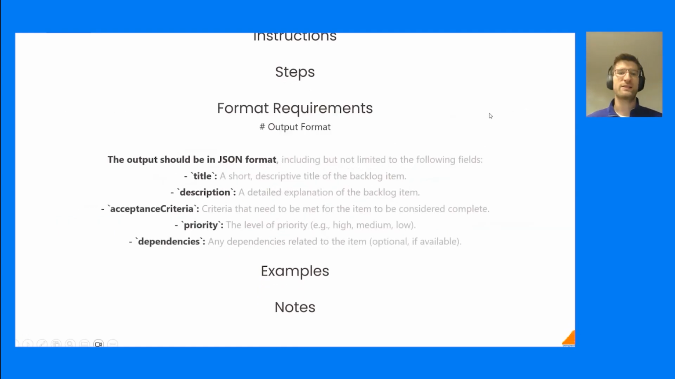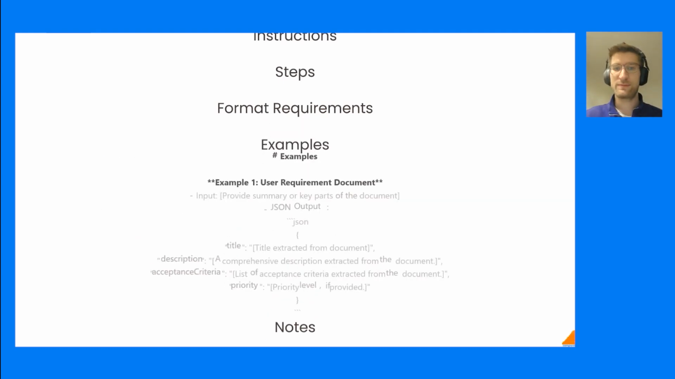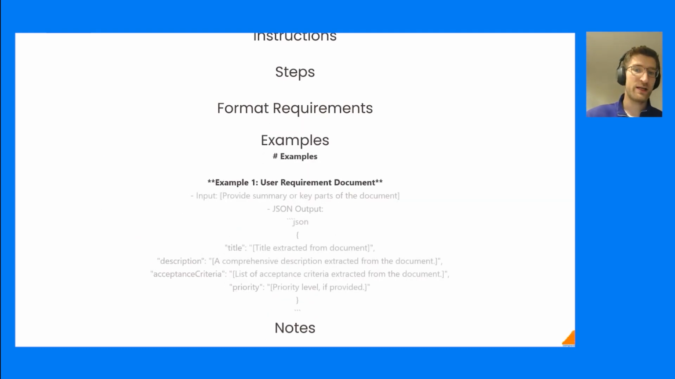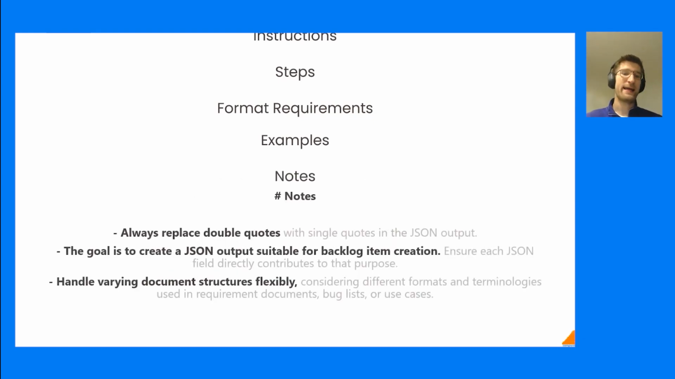This is where you would explain, if you want to get a JSON back, how that JSON should look. That it should have a title, a description, acceptance criteria, priority, dependencies. Examples: we've seen that, few-shot learning, an example of how an input would look and an example of how an output would look. And finally, when you're done, add a section for notes where you reiterate the most important parts. Always replace double quotes.